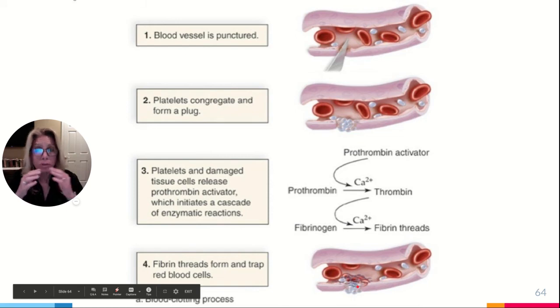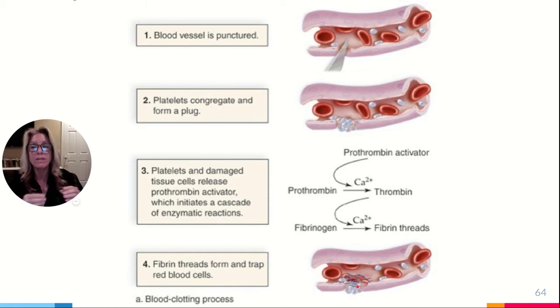Now, these are just little fibrin threads and platelets. So if this is a major artery that you cut, it doesn't care. It's going to blow right through. And that's why you might need to get stitches or a butterfly bandage or some glue.